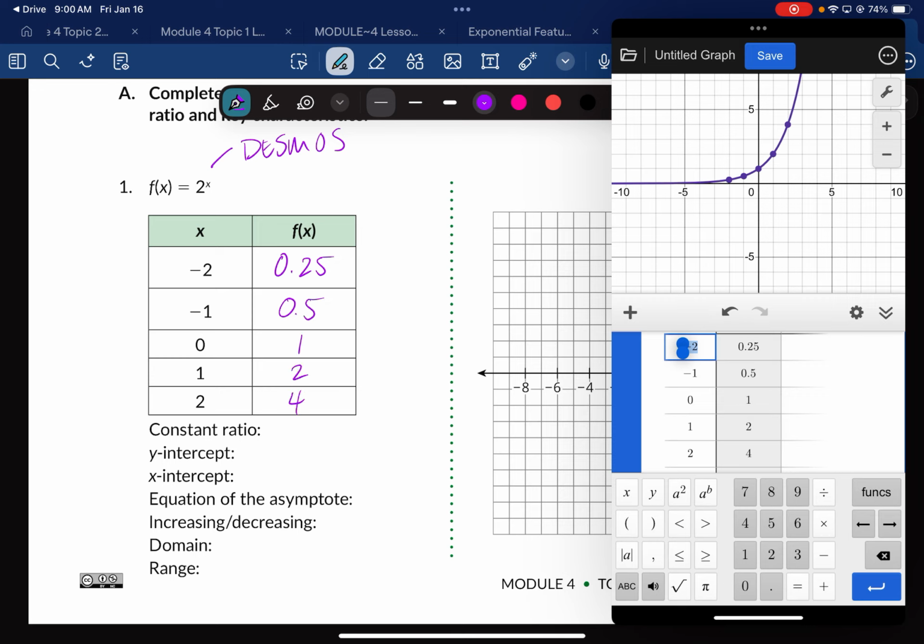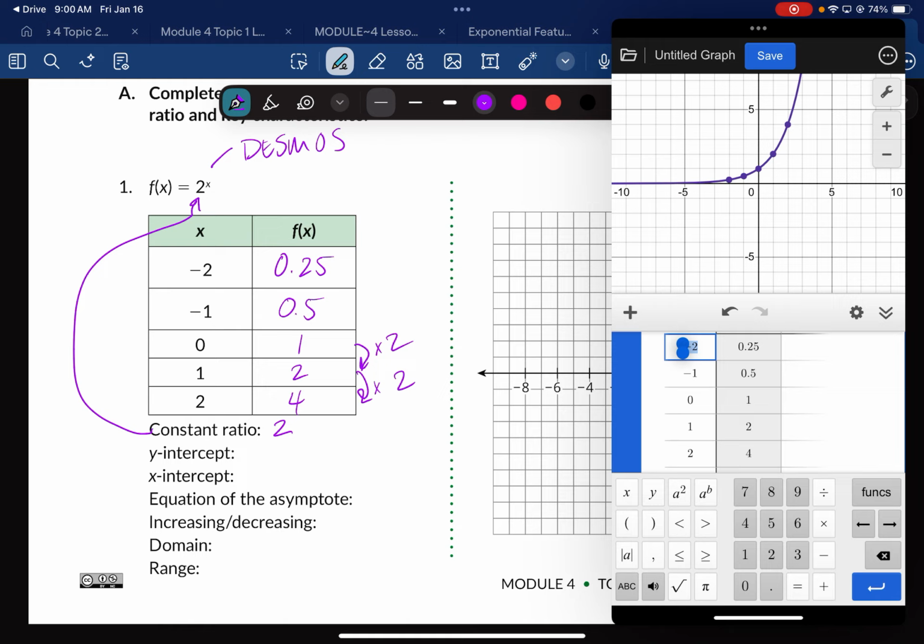Okay, filled it in. All right, what is my constant ratio? Basically, your ratio is your constant ratio. I want you guys to write this: how are your numbers changing? In this case, it's going to be times 2. Your constant ratio is always going to be the number that's under your x. So your constant ratio is 2, so write that.